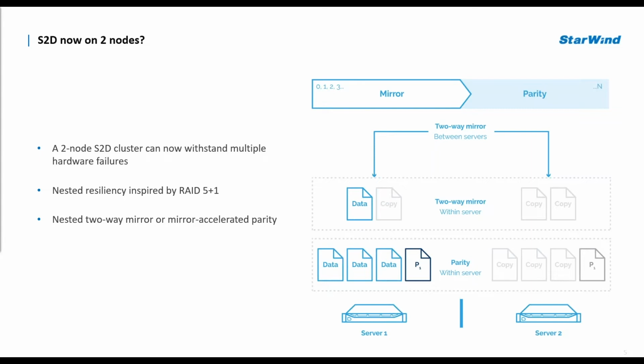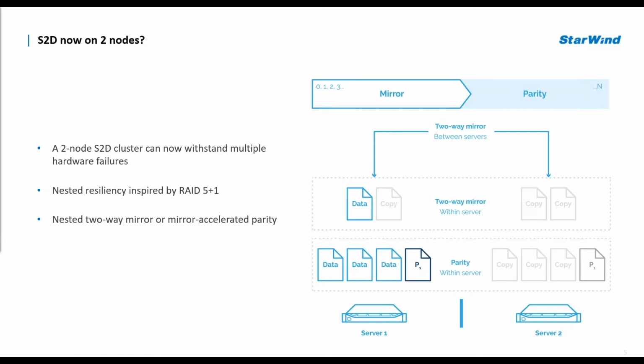So it's up to you to consider which approach is better, either the nested two-way mirror or the nested mirror accelerated parity. The major difference is the storage capacity and the performance. The two-way mirror lacks the storage capacity, but it pretty much shines when it comes to performance. With the mirror accelerated parity, the storage capacity is increased, yes, up to 40%, again depending on the amount of drives per server, but it lacks the performance of the nested two-way mirror.